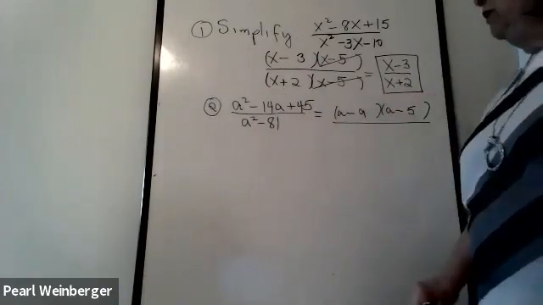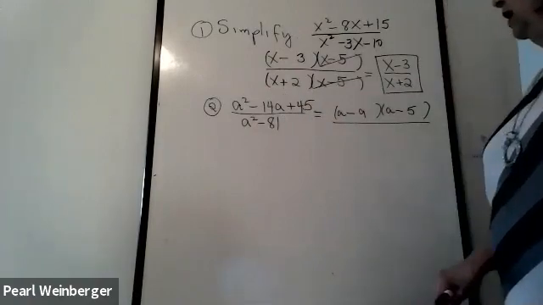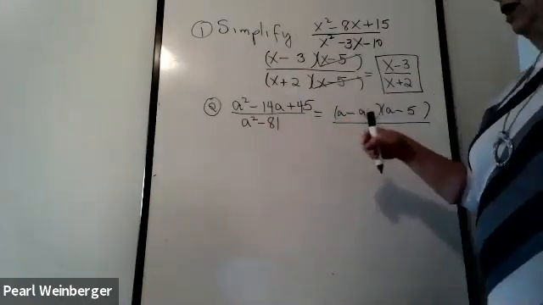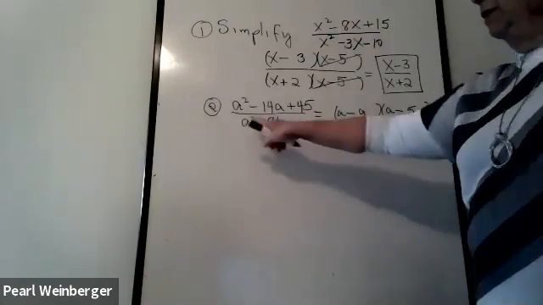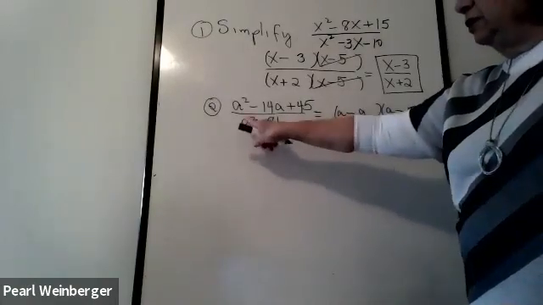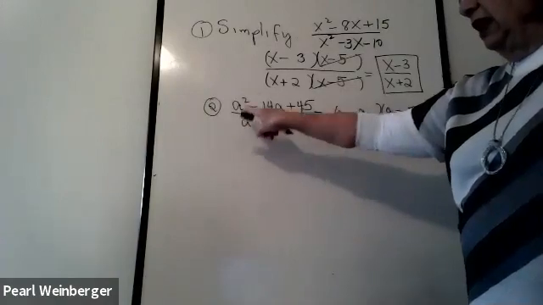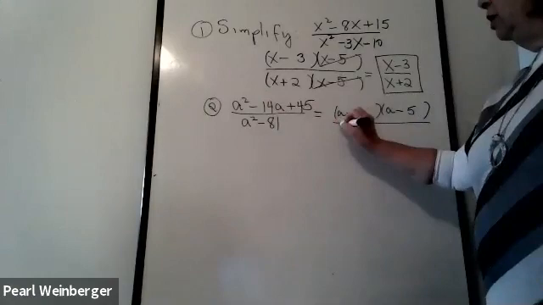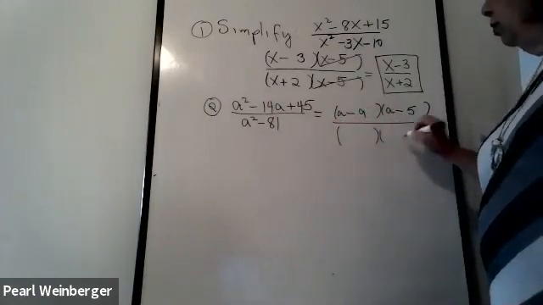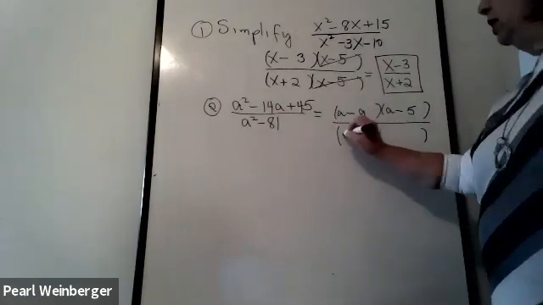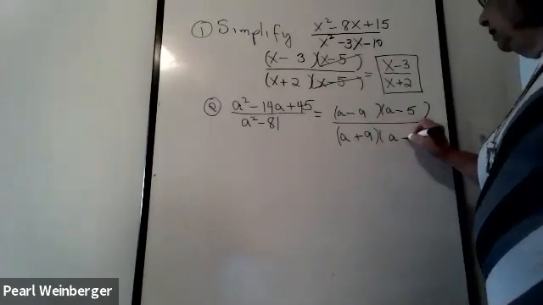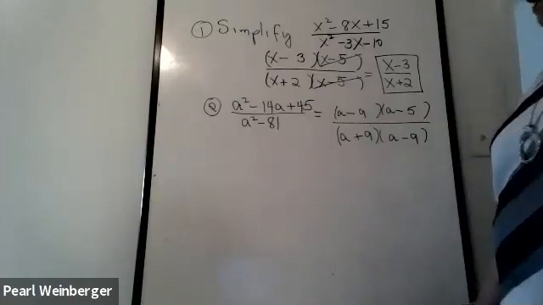So my numerator factors to a minus 9 and a minus 5. The denominator is a binomial that happens to be the difference of squares. A squared is a and a. 81 is 9 and 9. There's a minus, so it factors into what we call conjugate binomials: a plus 9 and a minus 9 on the bottom.